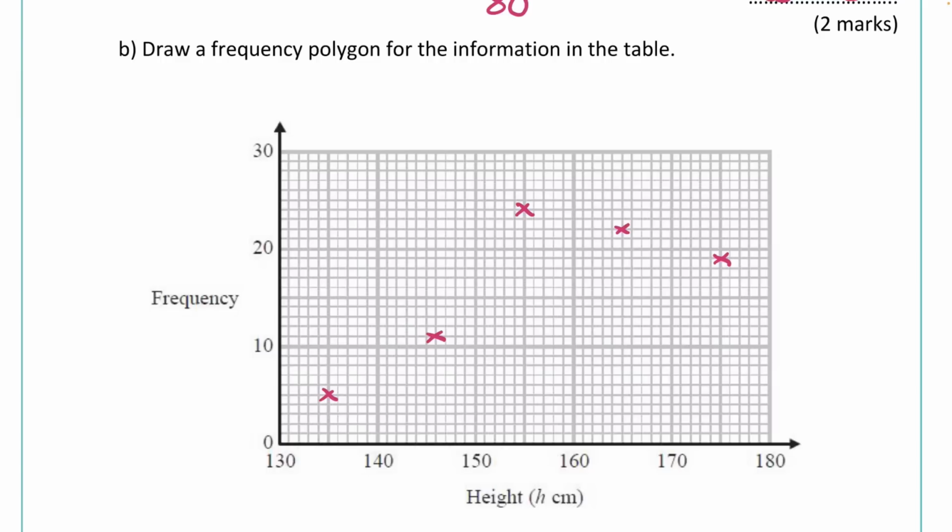So for a frequency polygon, you have to join these together using a pencil and a ruler. And we just go dot to dot from the first point to the last point. And there we go. Really nice and easy to draw. Absolutely essential that you use a ruler for this. It cannot be a curved line. And there we go. There is your frequency polygon.